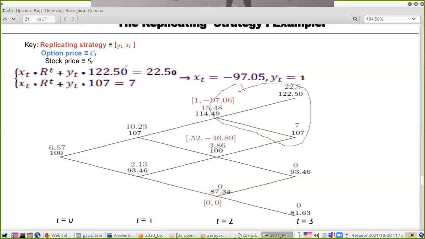So it is the value of the portfolio in the up scenario, but the idea is that the value of the portfolio equals the payoff of the option. This is the value of the portfolio in the down scenario, and it is the payoff function of the option. And if we solve this linear equation, xt is minus 97 and yt is equal to 1. So we write this.